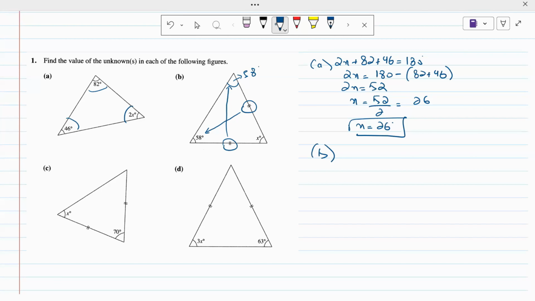So here we'll make the equation as 58 plus 58 plus x is equal to 180. And then x is equal to 180 minus 58 plus 58. We get this as 64. So the value of x here is 64 degrees.